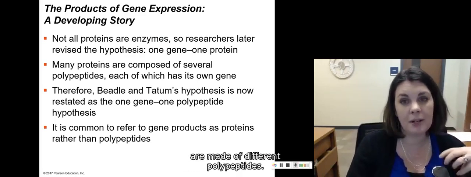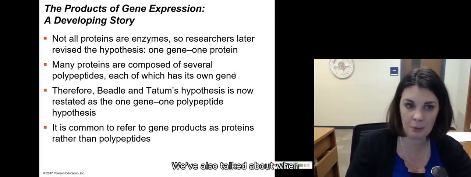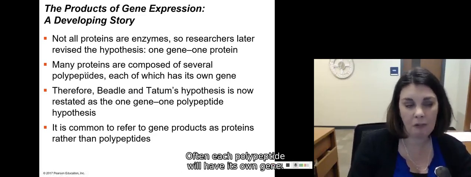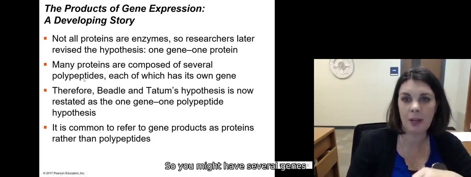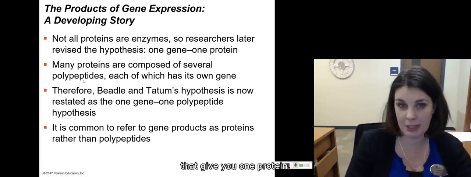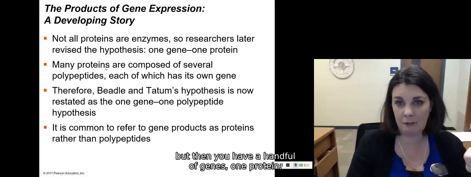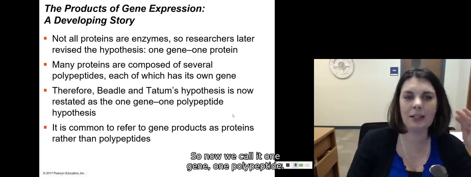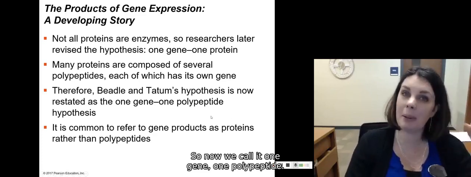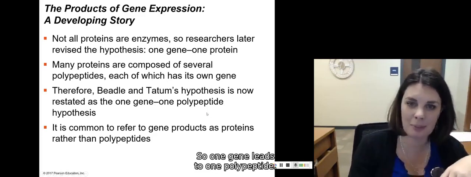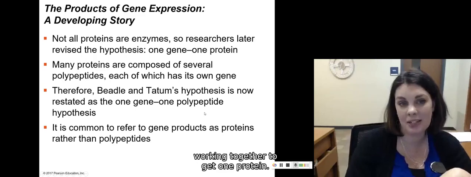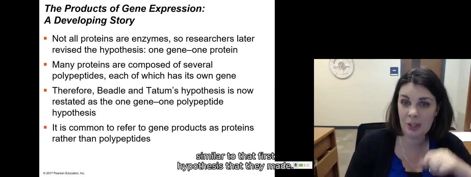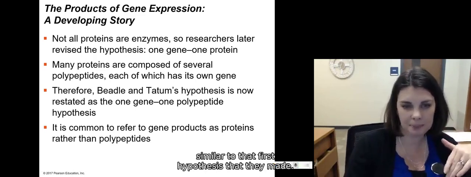There's also some proteins that are made of different polypeptides. We've also talked about that when we talked about protein folding. And those proteins that are made of different polypeptides, often each polypeptide will have its own gene. So you might have several genes that give you one protein. So it's not necessarily one gene, one protein, but then you have a handful of genes, one protein. So now we kind of call it one gene, one polypeptide. So one gene leads to one polypeptide. It might take several polypeptides working together to get one protein, and your protein may or may not be an enzyme, but that's pretty much similar to that first hypothesis that they made.